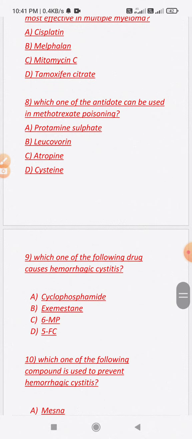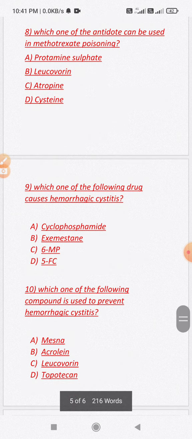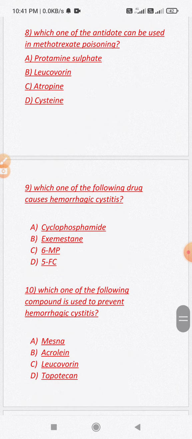Question number 9. Which one of the following drugs causes hemorrhagic cystitis? Option A, cyclophosphamide. Option B, exemestane. Option C, 6-mercaptopurine. Option D, 5-fluorouracil. Hemorrhagic cystitis. The correct answer will be cyclophosphamide, option A.